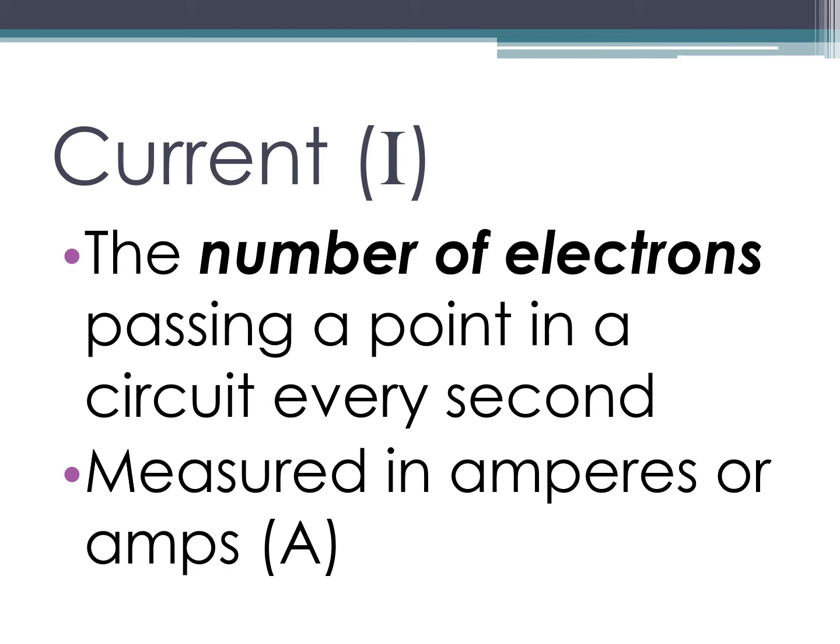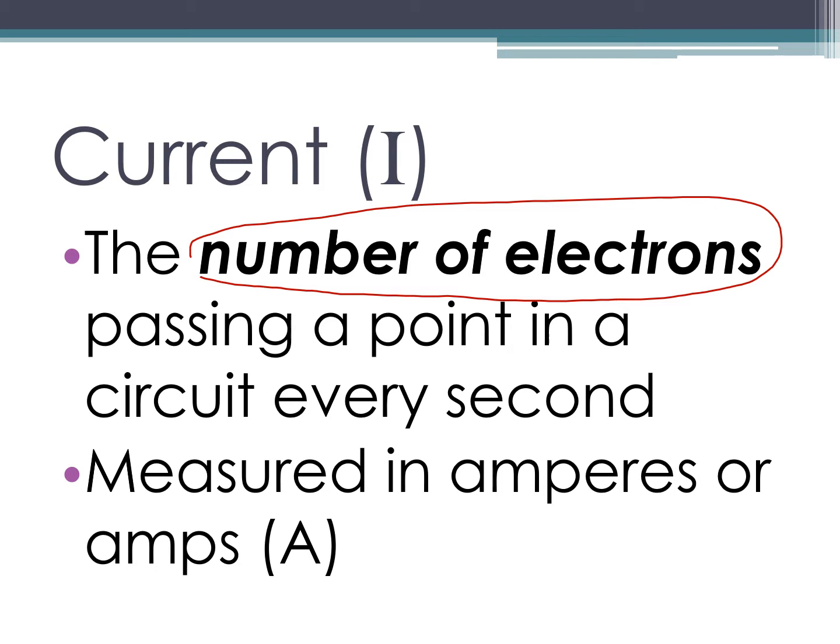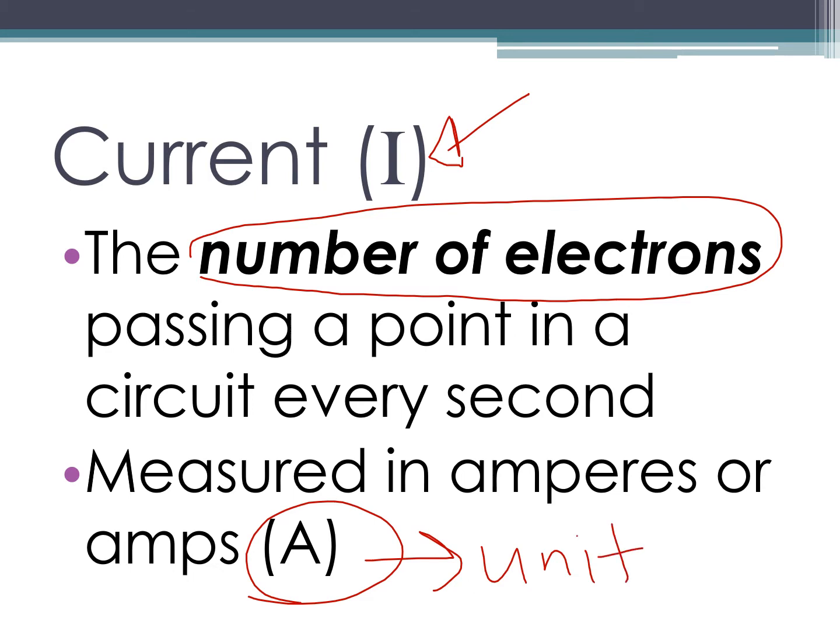So current is the number of electrons passing a point in a circuit every second. It's the rate, it's the speed at which the electrons are actually flowing. The symbol for current is actually the letter I. Okay, so when you're talking about current, you can just use the letter I to refer to it, and the unit of measurement is amps. Okay, so amps does not represent current, it actually represents the unit current is measured in.